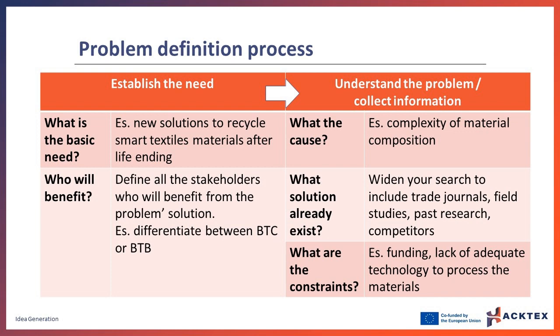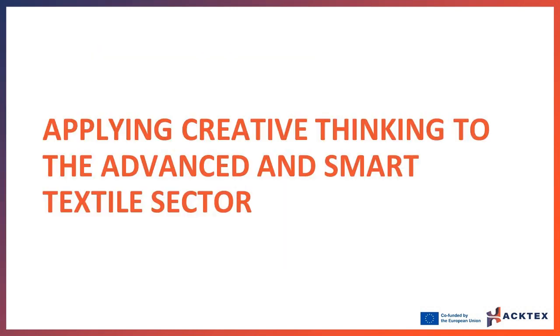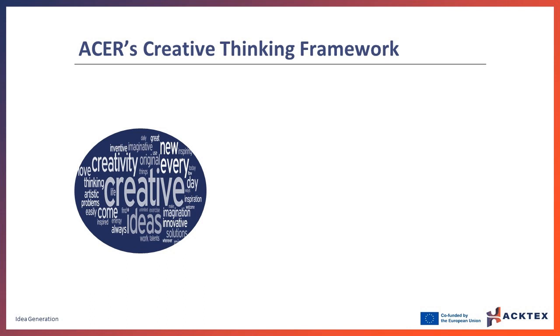and the constraints. Creative thinking is the ability to come up with innovative and original ideas, concepts, and solutions to problems. In the next slides we will see how to apply creative thinking to the advanced textile sector. Acer defines creative thinking as the capacity to generate many different kinds of ideas, manipulate them in unusual ways, and make unconventional connections. It consists of 3 strands.